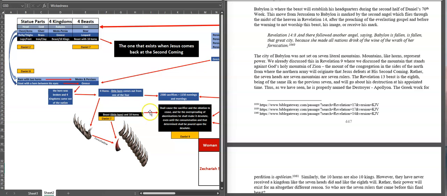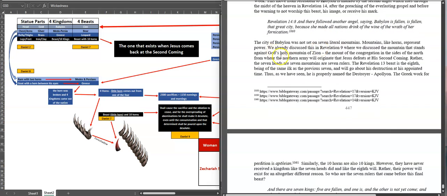Plains of Shinar, where the Tower of Babel was built. So this is all very literal about Babylon. The city of Babylon was not set on 7 literal mountains. In fact, the Tower of Babel was built on the plains of Shinar. Mountains, like horns, represent power.